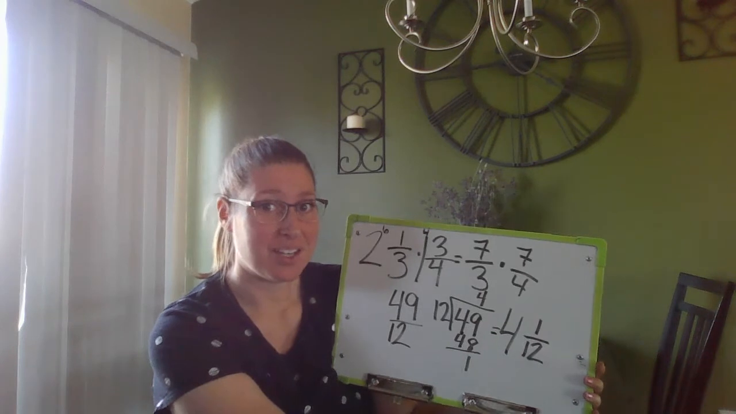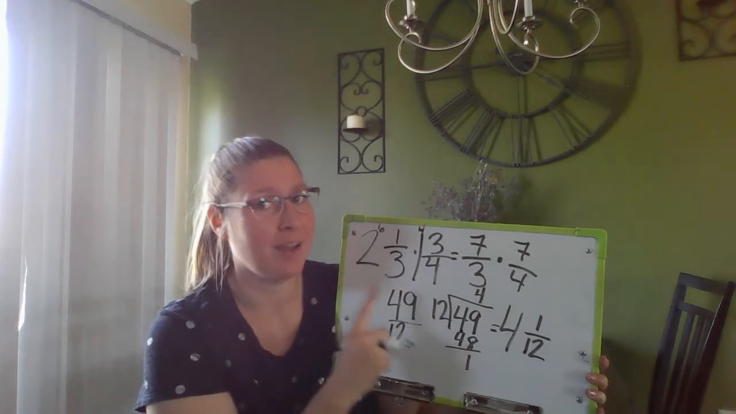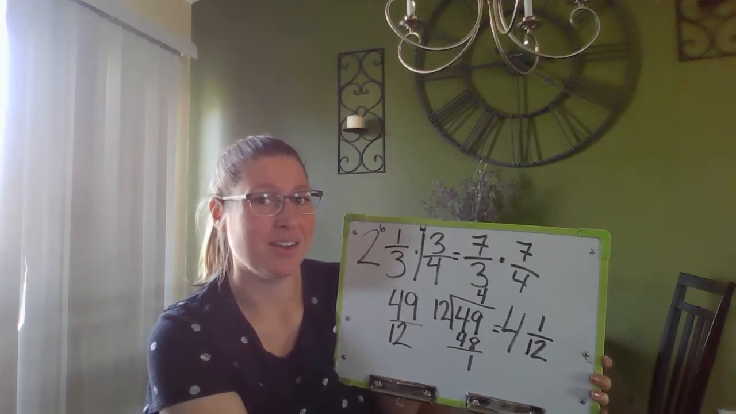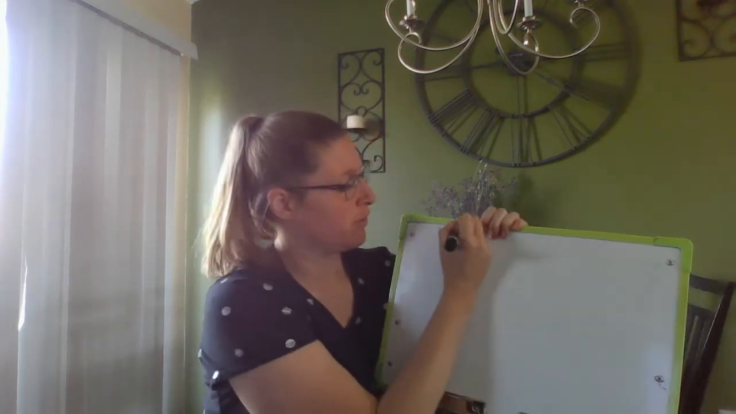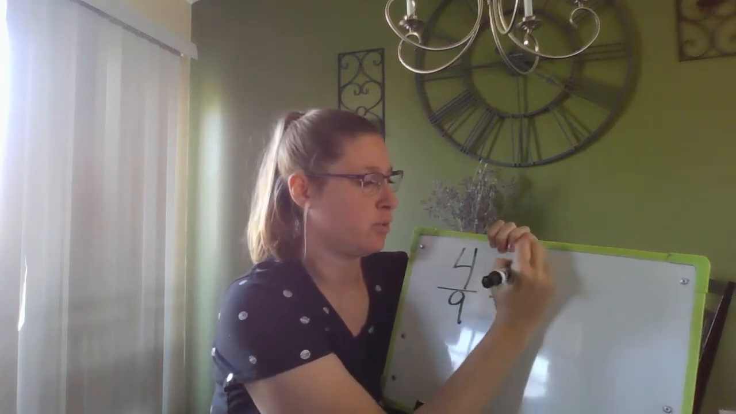Okay, so do you think you got multiplying? Remember, turn them improper, multiply straight across. Now, if you know how to multiply fractions, you most definitely can divide fractions. It's just one added step. So we're going to start with just simple fractions. So let's do 4/9 divided by 2/3.